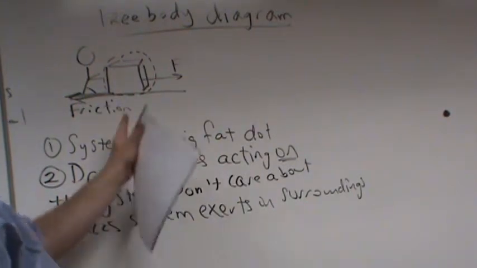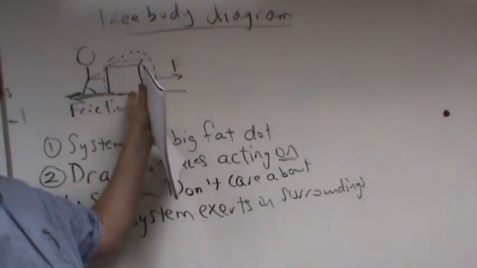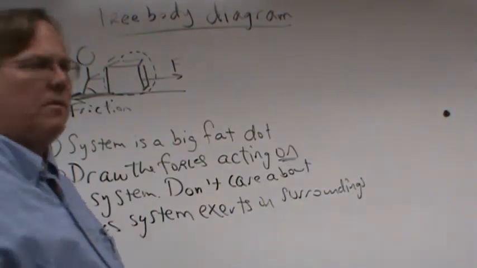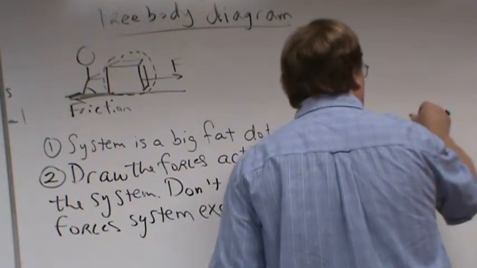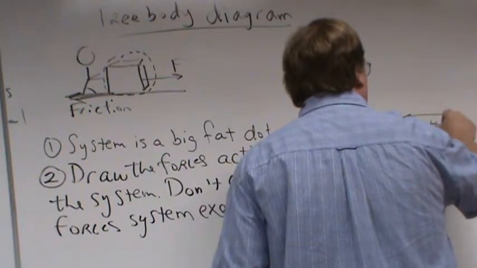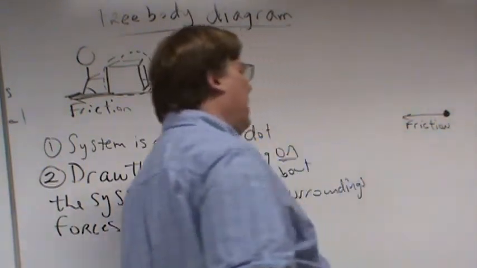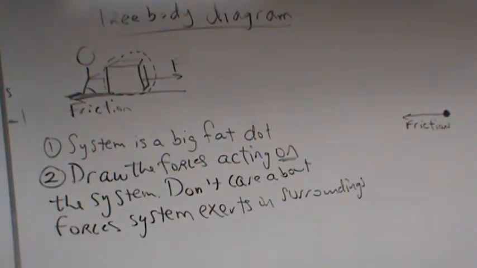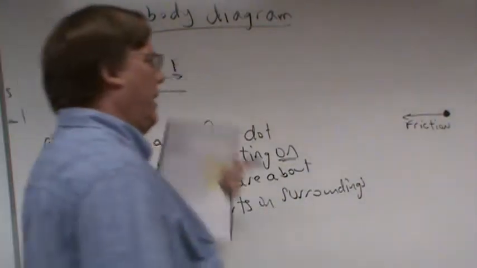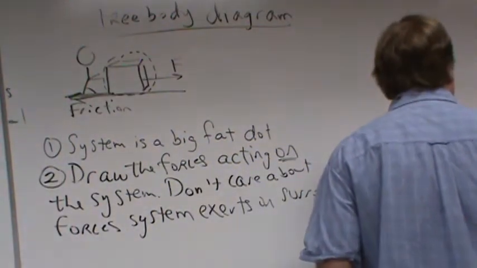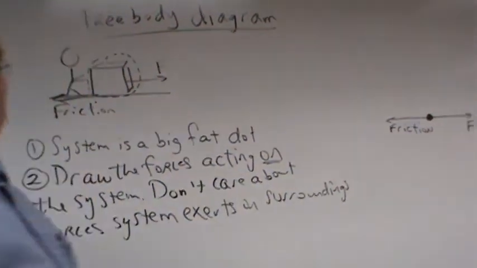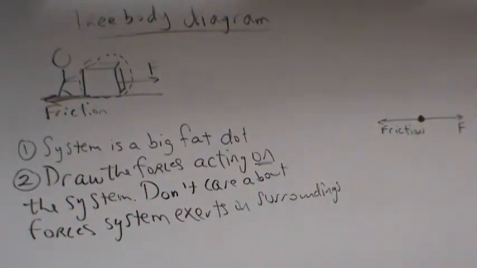Tell me, now, what are the forces acting on this box? Good, friction, and that's going to the left. So you're going to write the force as a vector and label it. What other forces are acting on this box? Good, the force I'm exerting, F. What's another force acting on this box? Gravity.